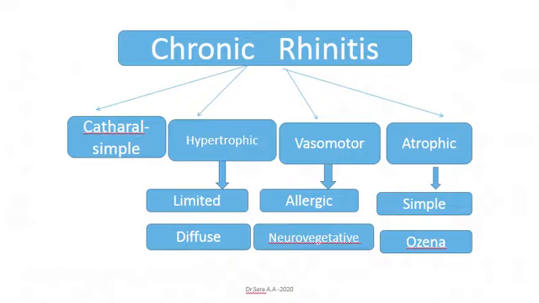About chronic rhinitis: it is a chronic inflammation of the nasal mucosa. There are many classification systems, but this is the prevalence classification system, which we demand of you during the exam. Chronic rhinitis is divided into simple, hypertrophic, vasomotor, and atrophic. The hypertrophic is also divided into limited and diffuse. Vasomotor is divided into allergic and neurovegetative, and atrophic rhinitis is divided into simple and Ozena.